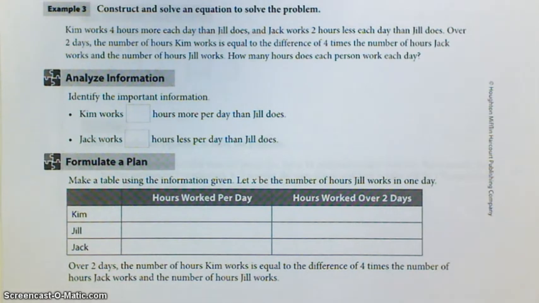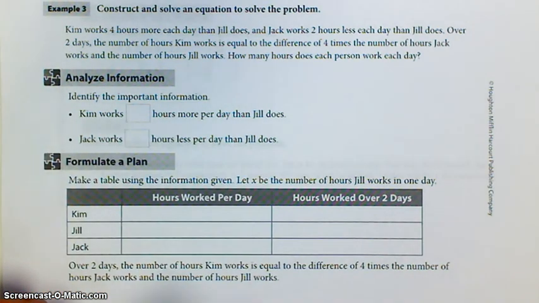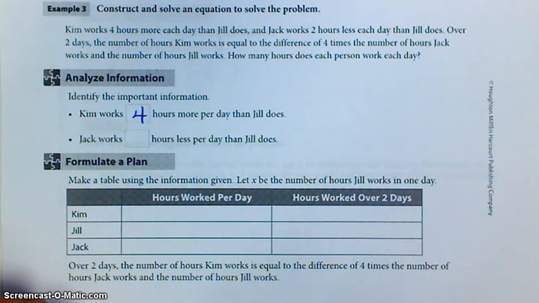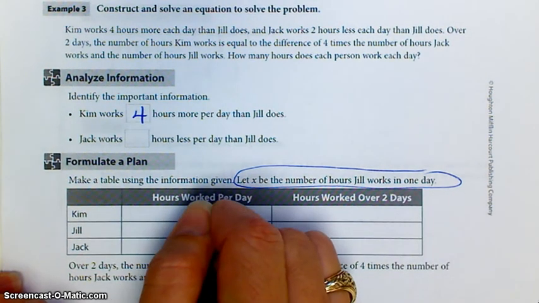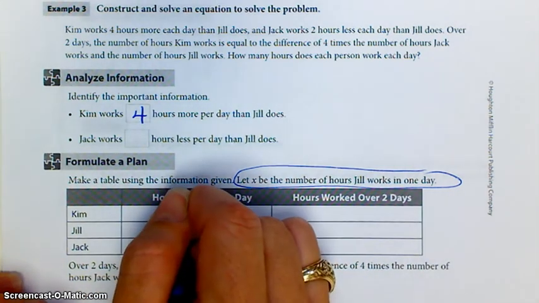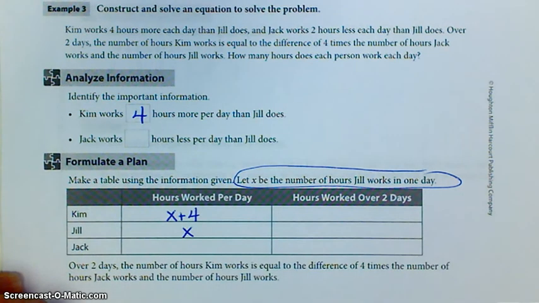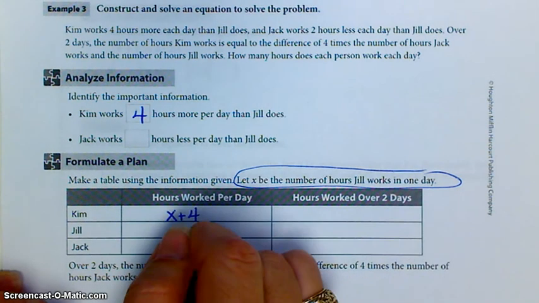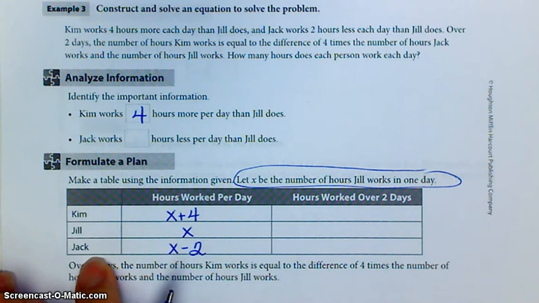Okay, well, let's start up here. Kim works 4 hours more each day than Jill. And down here it says let X be the number of hours of Jill. So Jill we're just going to say is X. So Kim is going to be the number of hours of Jill plus 4. And it also says that Jack works 2 hours less each day than Jill. So here's Jill minus 2 to give us whatever Jack does each day.